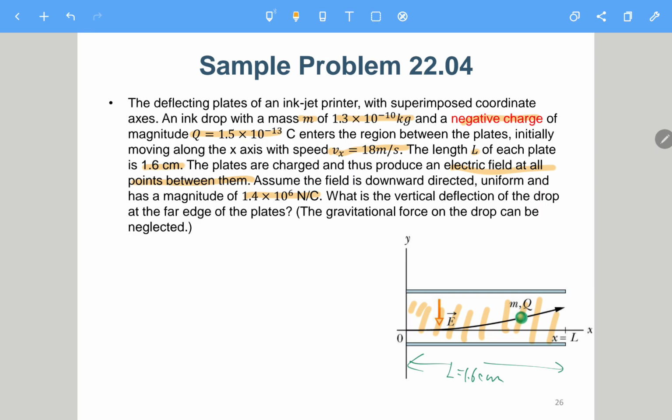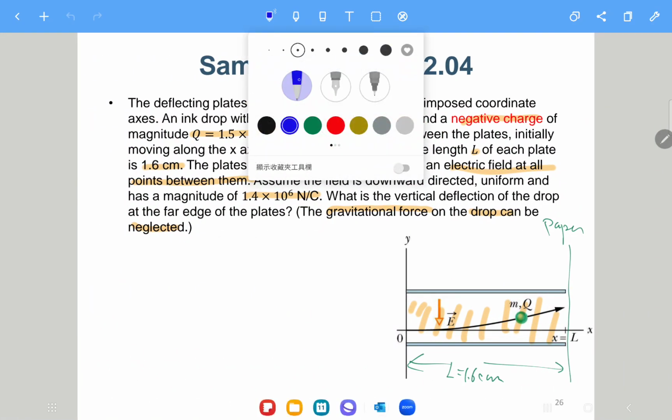We assume that we should have a paper there, so that after going through this deflecting plate, we can see where the drop goes. Here it says the gravitational force on the drop can be neglected. As I mentioned in the previous chapter, the electromagnetic force is much stronger than the gravitational force. So let's try to calculate it here.